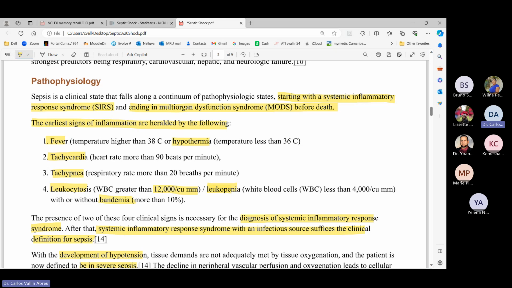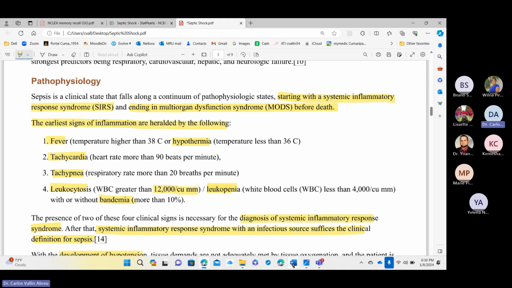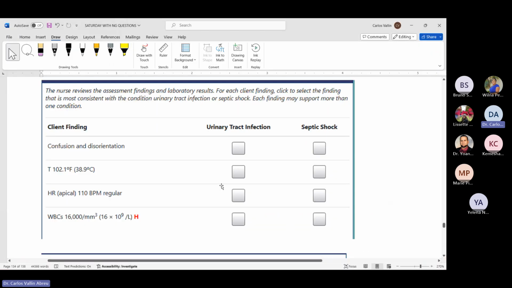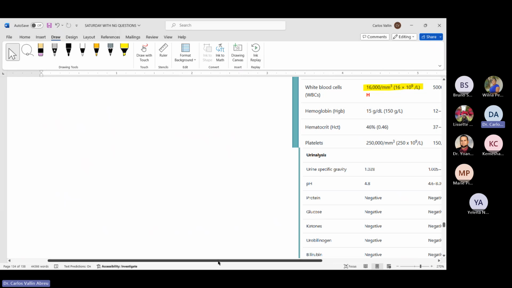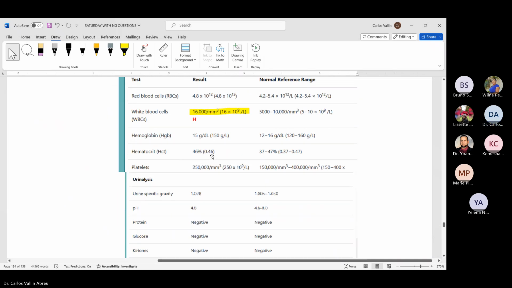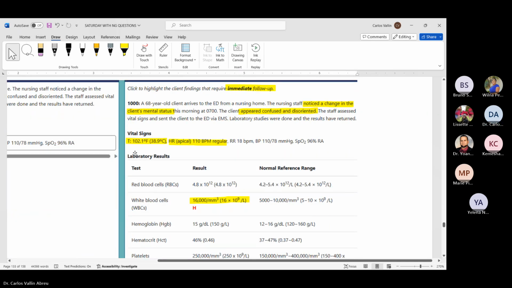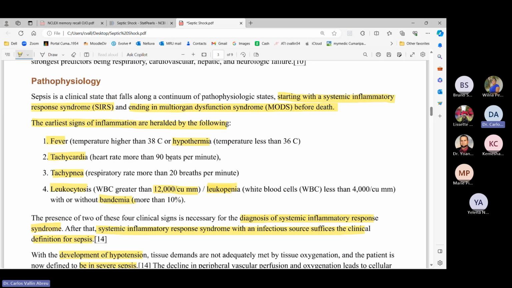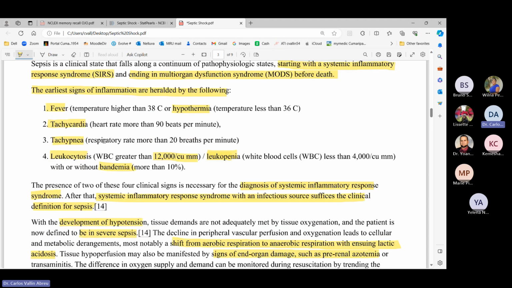So let's go back to our client. Our client has leukocytosis, more than 12,000, and has fever, 38.9, and has tachycardia. Nevertheless, he is not hyperventilating, which contrasts with those criteria, the parameters that they use initially in these clients.